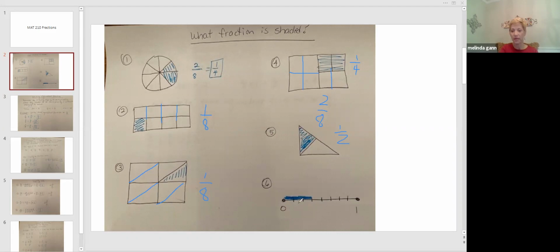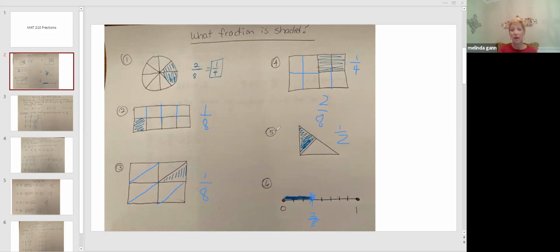There are 1, 2, 3, 4, 5, 6, 7, 8 pieces here that are the same size. So 8 is my denominator. And if I go from here to here, I've shaded in 1, 2, 3 of those. So do you understand that this point right here would be 3/8? Because I've subdivided this 1 into 8 pieces and I've gone a distance of 3. So this point right here would represent 3/8.